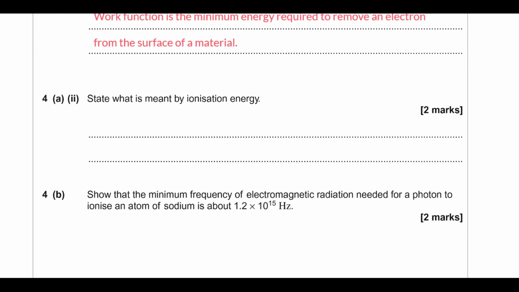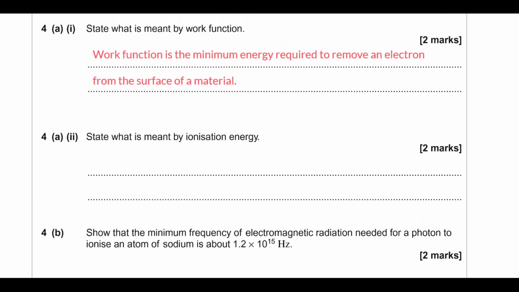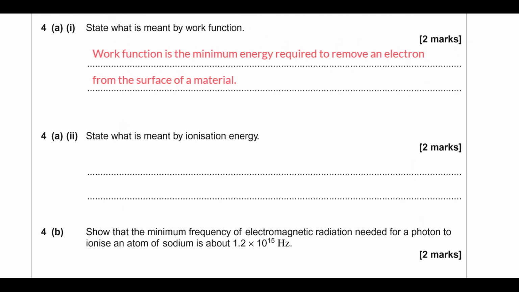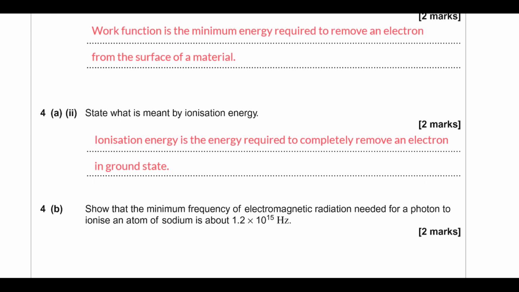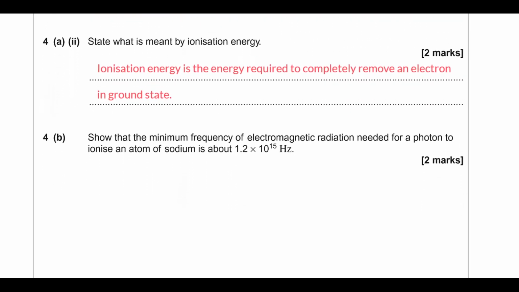Okay, so state what is meant by the ionization energy. So let's get that one in. Okay, so we've got ionization energy is the energy required to completely remove an electron that is currently in ground state or from ground state. Those are your basic definitions that you just need to learn.